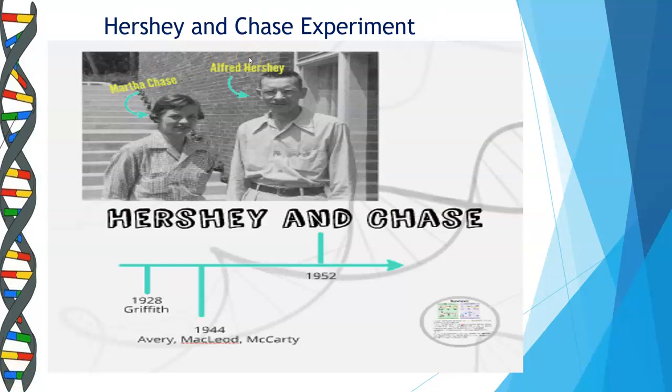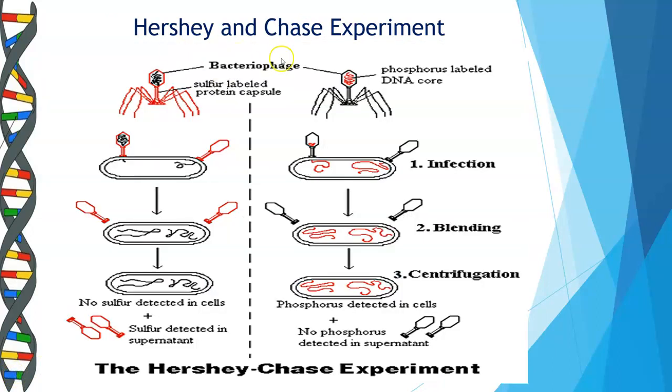Finally, Alfred Hershey and Martha Chase in 1952 proved that DNA is the genetic material and not proteins by using bacteriophages. Students, bacteriophages are viruses which are capable of infecting bacteria. Hershey and Chase worked with bacteriophages. Now, bacteriophages are composed of two important components. One, the DNA, and second, the proteins.